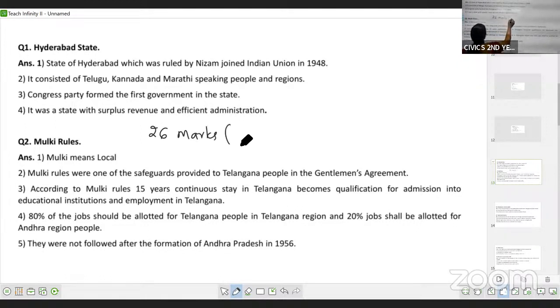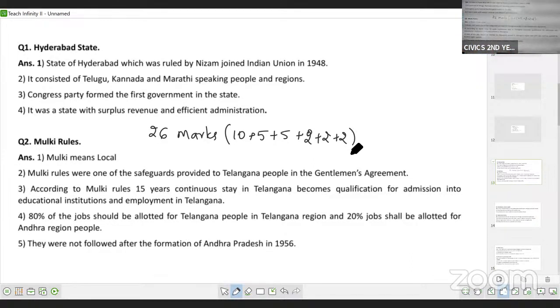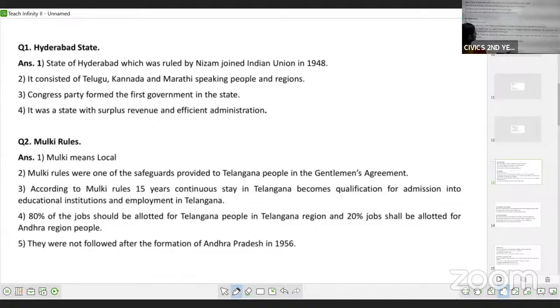So here you will get one LAQ, then 2 SAQs and 3 VSAQs. Okay, 26 marks. If you are thorough with this chapter, if you are learning all the questions of this chapter, you can attempt your paper for 26 marks. Focus more on this chapter because it has got a lot of weightage and the questions are very simple.